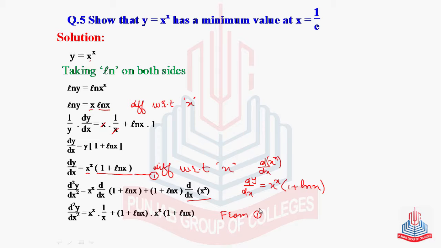So the second derivative will become, by taking x raised to the power x as a common factor, we have 1 over x plus this 1 plus log x, and this 1 plus log x will become 1 plus log x whole square.